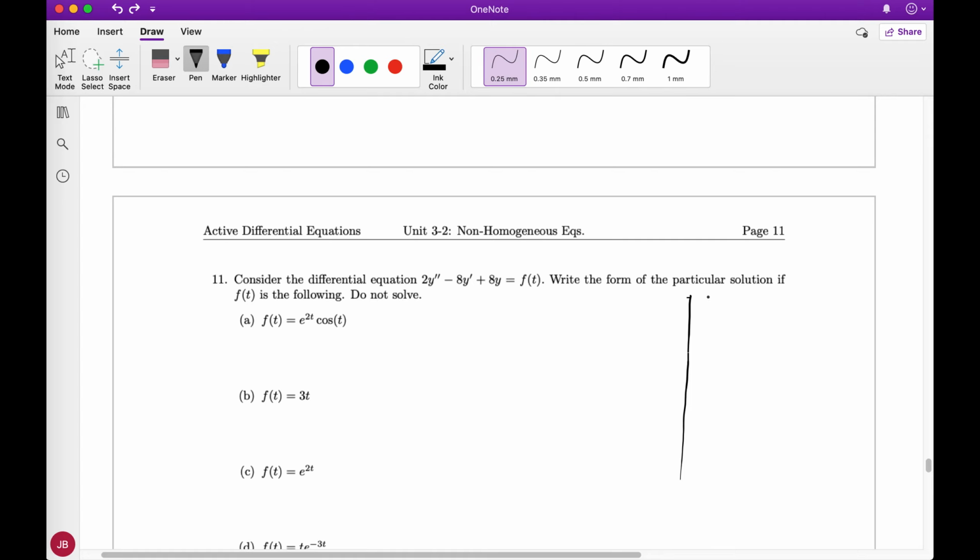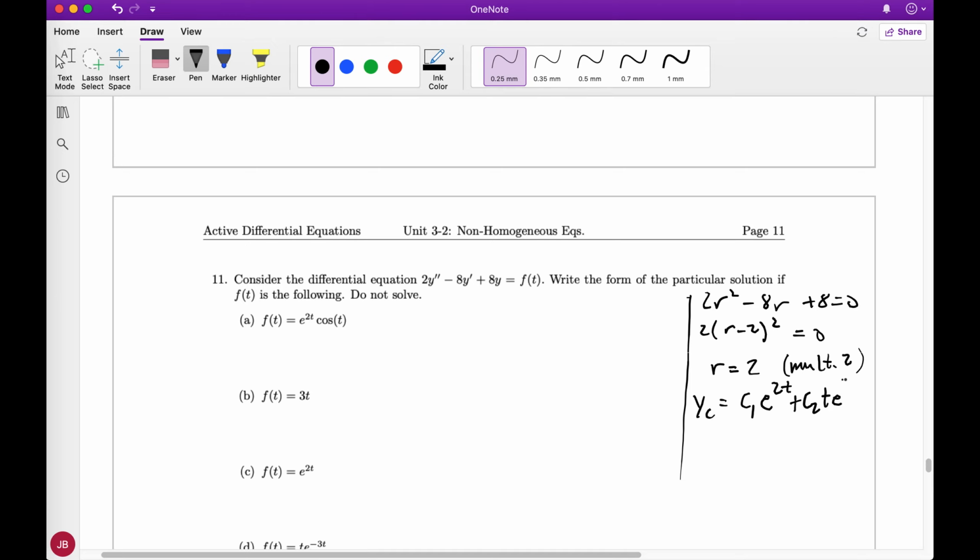So for the complementary solution, we're just going to pretend that there's a 0 here. So for the characteristic polynomial, we get 2r squared minus 8r plus 8 equals 0. We factor out a 2, and what we actually get is 2 times (r minus 2) quantity squared. Please verify this. We see that we get a solution of r equals 2 with multiplicity 2. Right? So that tells us that yc is c1 e to the 2t plus c2 t e to the 2t. Nothing new there, I think.